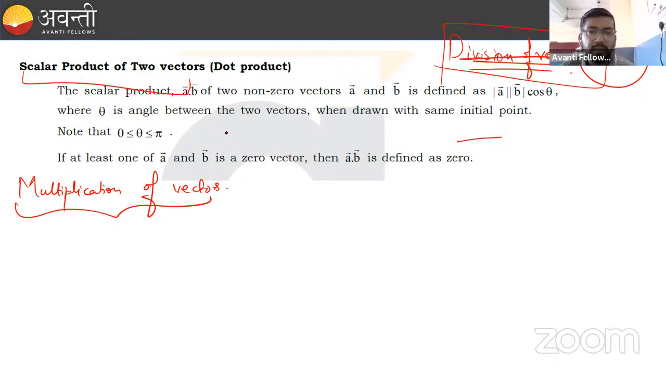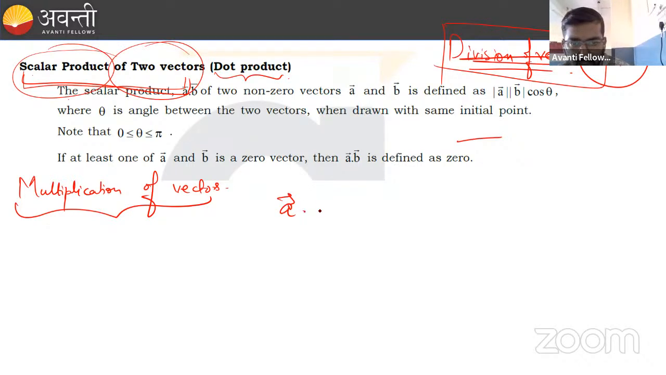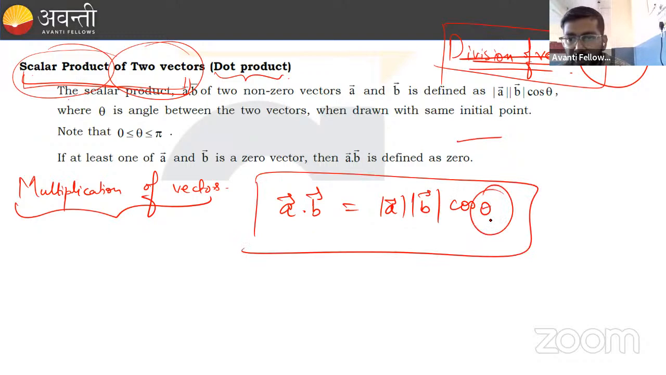Multiplication happens in two ways. One way of multiplying is the scalar product of two vectors, which is also called the dot product. The dot product of a bar and b bar is represented by a bar dot b bar, and it is written as mod of a bar into mod of b bar cos theta, where theta is the angle between a bar and b bar.